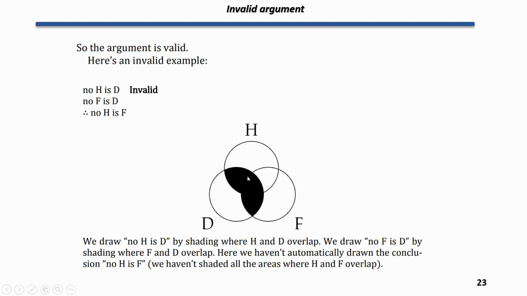But if you look at here, we can see some portions are not shaded. We draw no F is D by shading where F and D overlap. Here we have not automatically drawn the conclusion that no H is F. We have not shaded all the areas where H and F overlap. All the portion where H and F is overlapping is not black automatically. So that's why we cannot conclude from here that no H is F. So it means that no H is F is invalid.